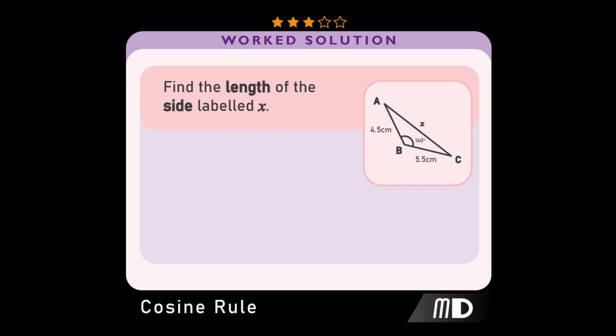Now in this video, we're going to answer the following question. Find the length of the side labelled X. And we've been given a triangle with vertices A, B, and C. The interior angle at C is 160 degrees, and the three sides are 4.5 centimeters, 5.5 centimeters, and X.